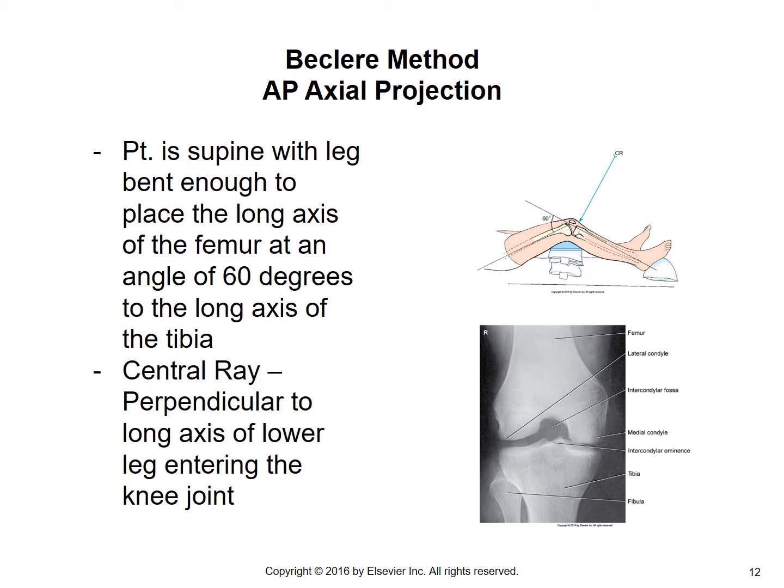And then your central ray, notice it's going to be coming in perpendicular to the long axis of the lower leg, entering the knee joint. So look at the axis of the lower leg, look at your central ray, you're coming down perpendicular to that lower leg, and you're going right through the knee joint, also giving you a nice tunnel view.